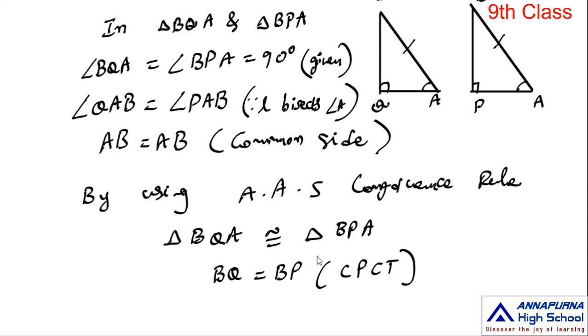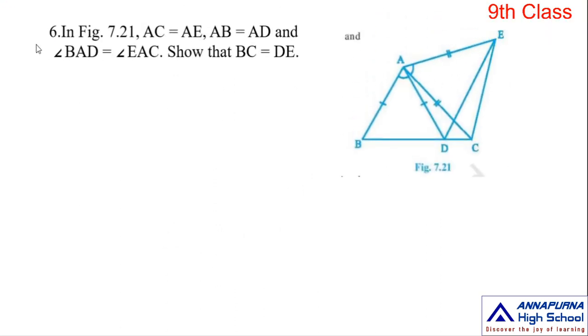This is the fifth problem. Next, sixth problem. In figure 7.21, AC is equal to AE. The triangle ACE has two sides equal, AC is equal to AE. This is the isosceles triangle. And AB is equal to AD. ABD is another isosceles triangle. A triangle in which any two sides are equal is an isosceles triangle.